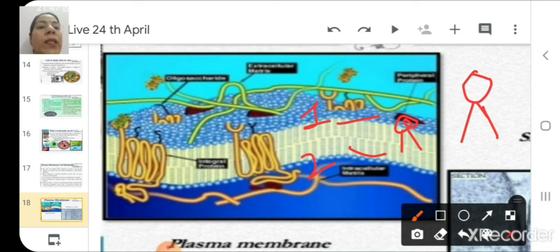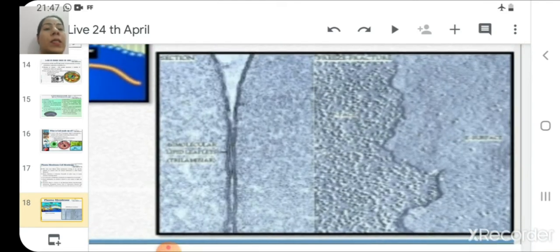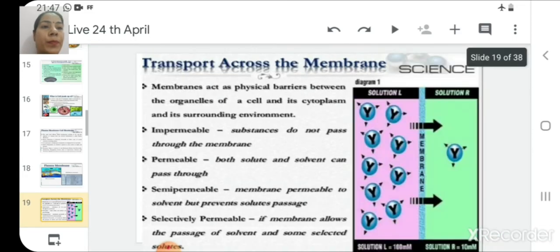And in between these two layers you can see big protein molecules. These protein molecules have certain sites which help in attachment of the material onto them, and these carrier protein molecules help in the transportation of various materials in and out of the cell through the plasma membrane. So this is again one of the pictures of the plasma membrane.